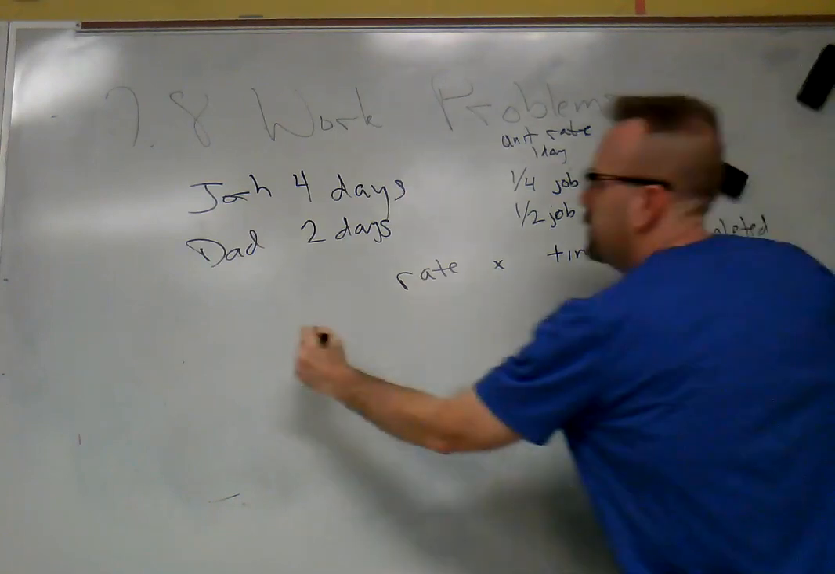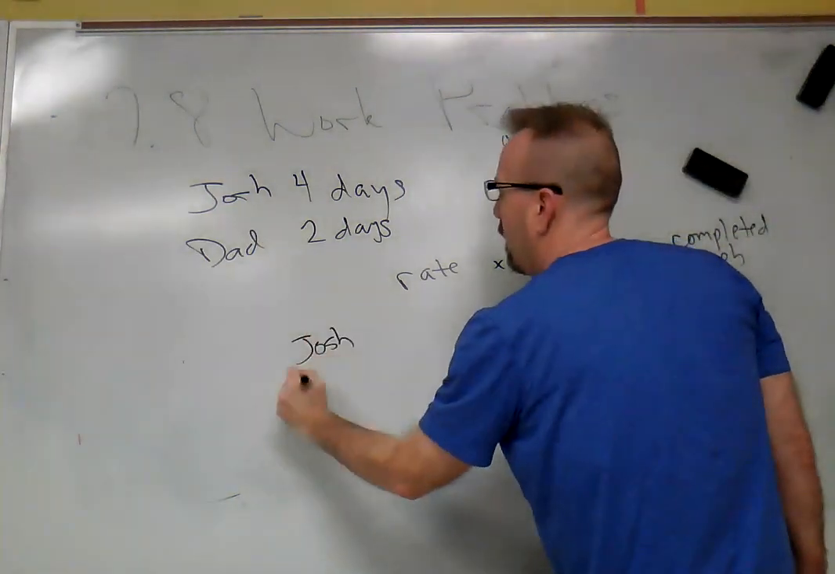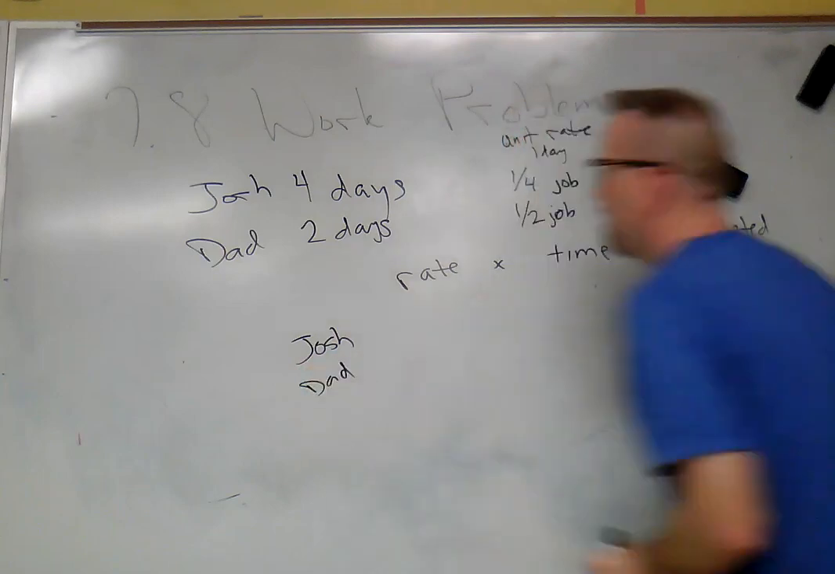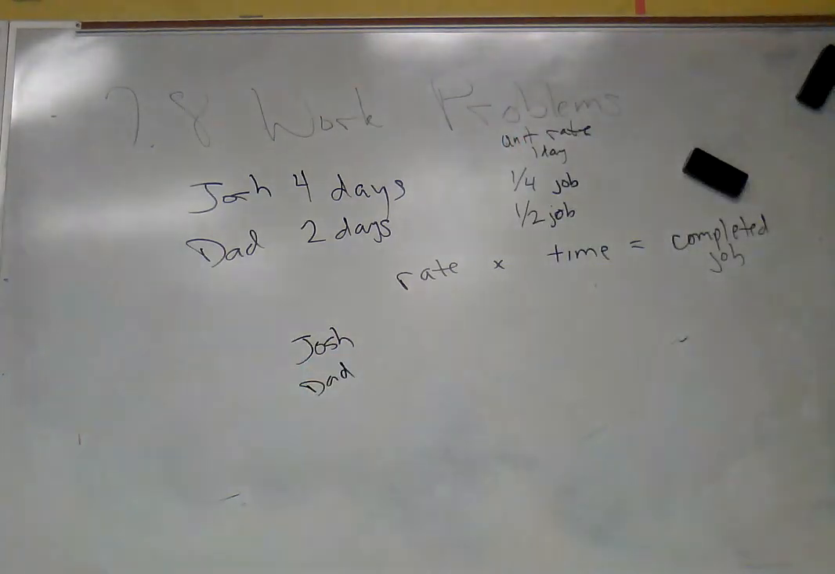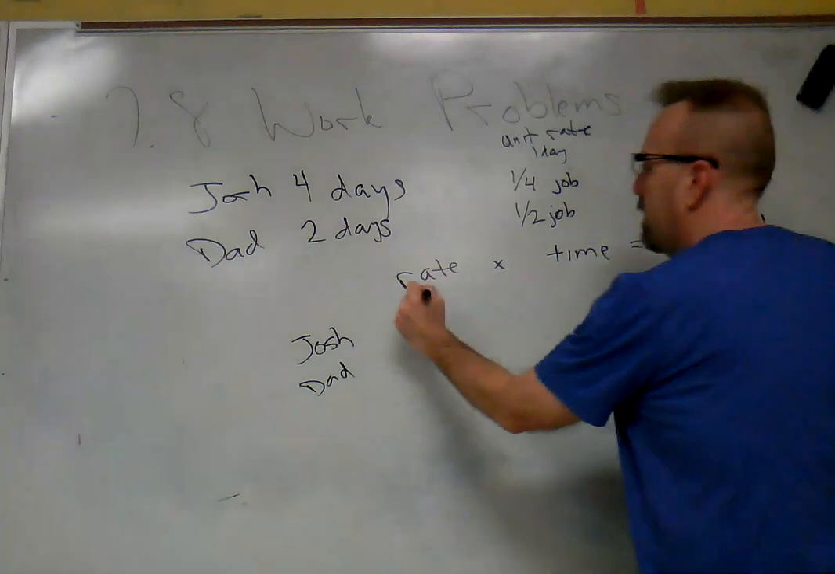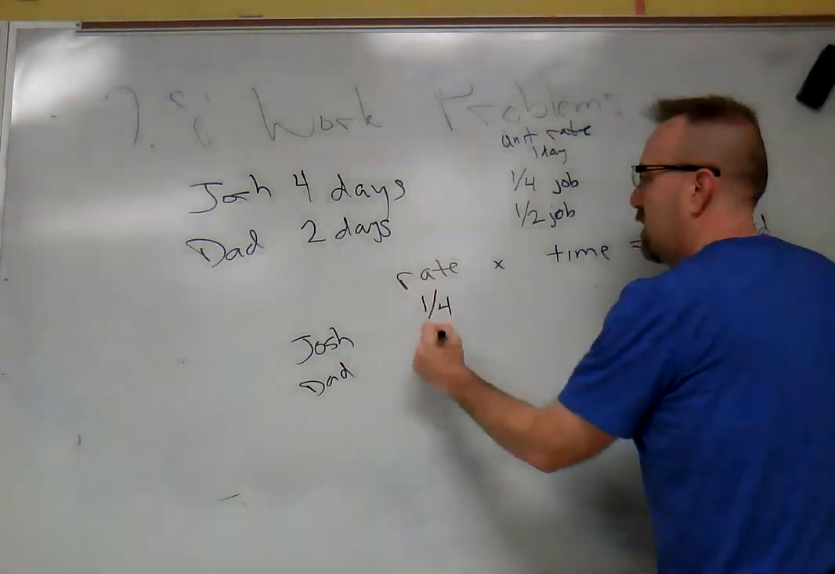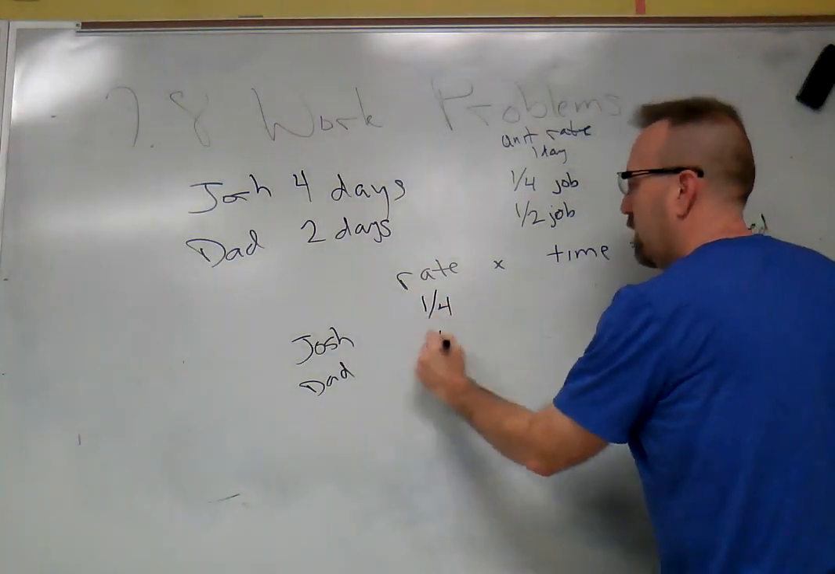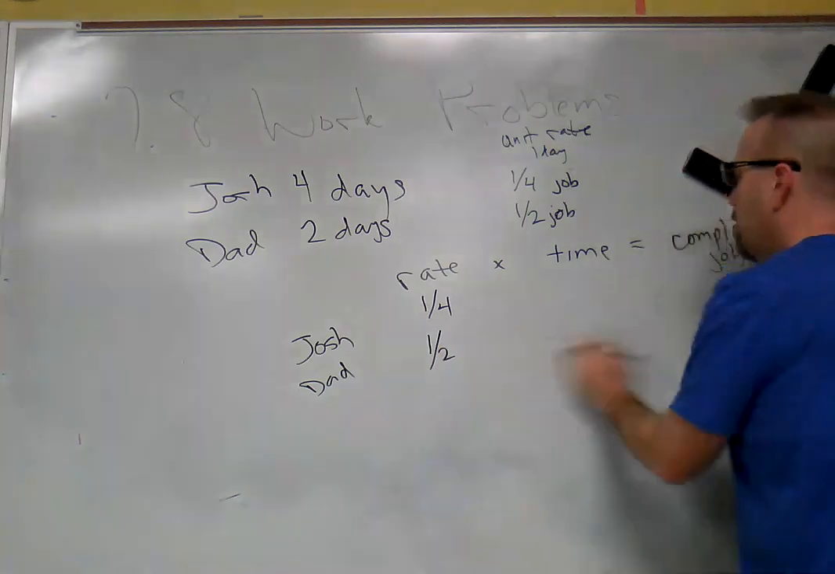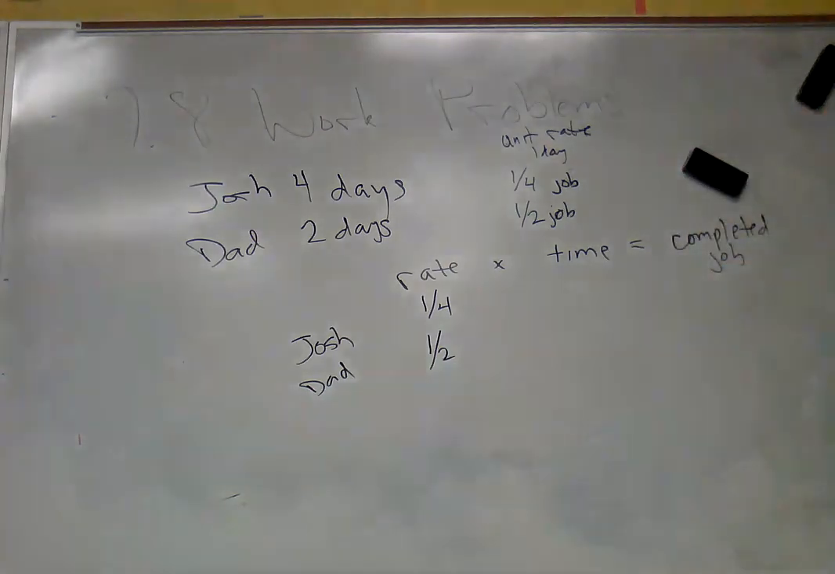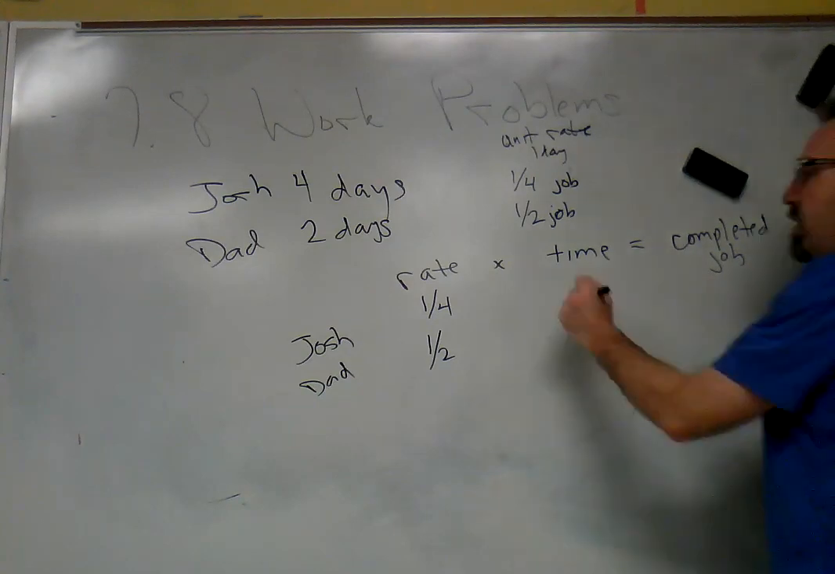So for Josh, normally I don't like the table one, but this one helps you see it a little bit. For Josh, we know his rate is a fourth. That's how fast he's working. His dad is working at a half. We don't know the time. The time is what we're trying to find. That's what it asks us: how long will it take? So that's going to be our variable.